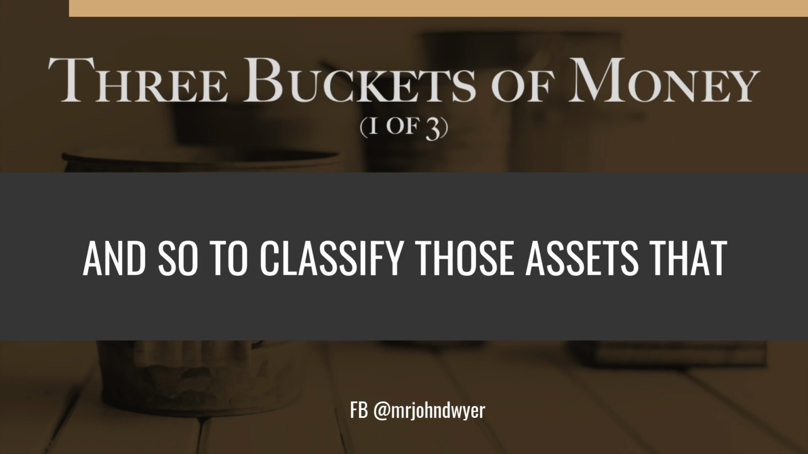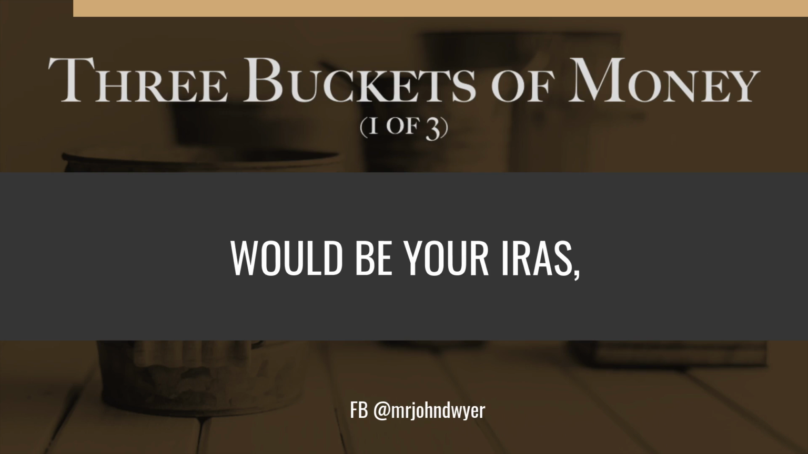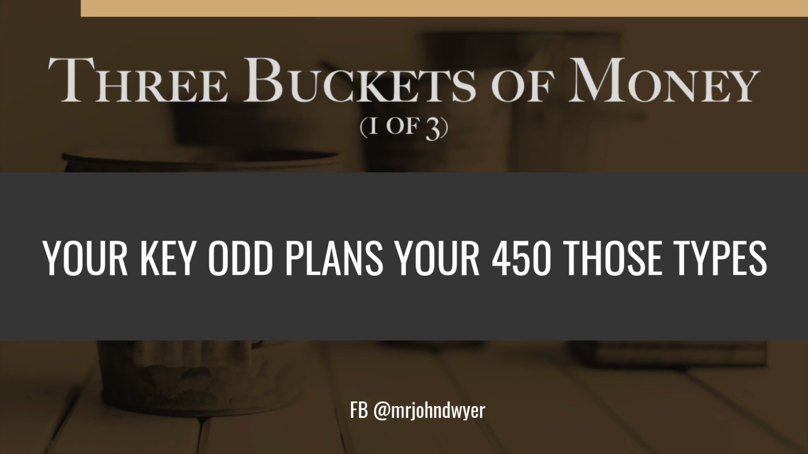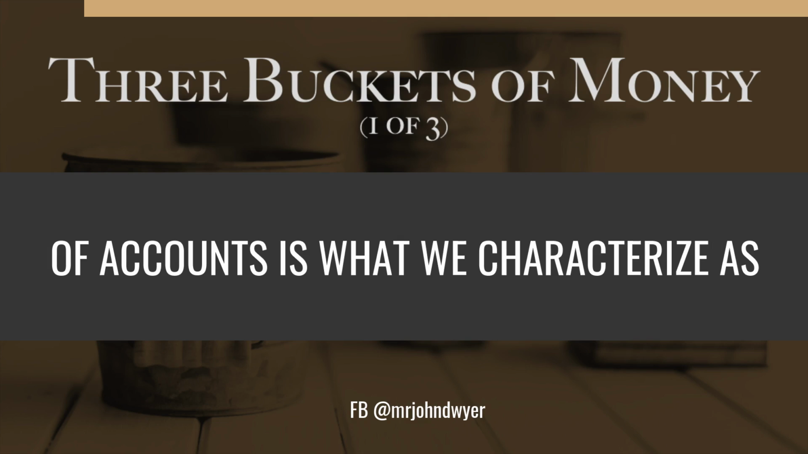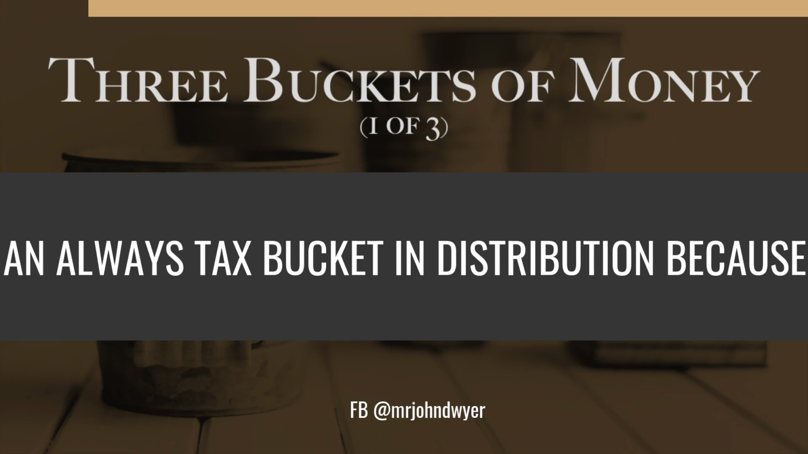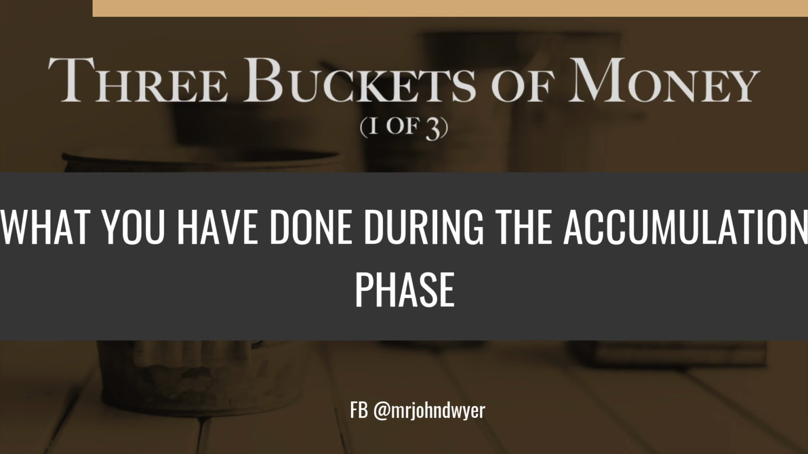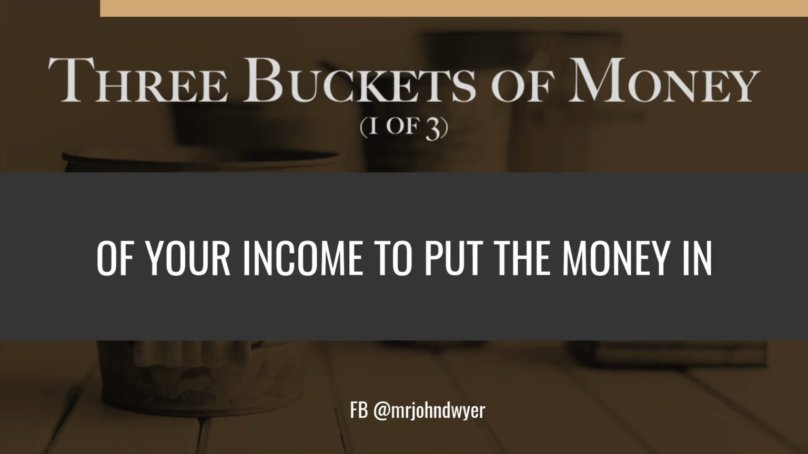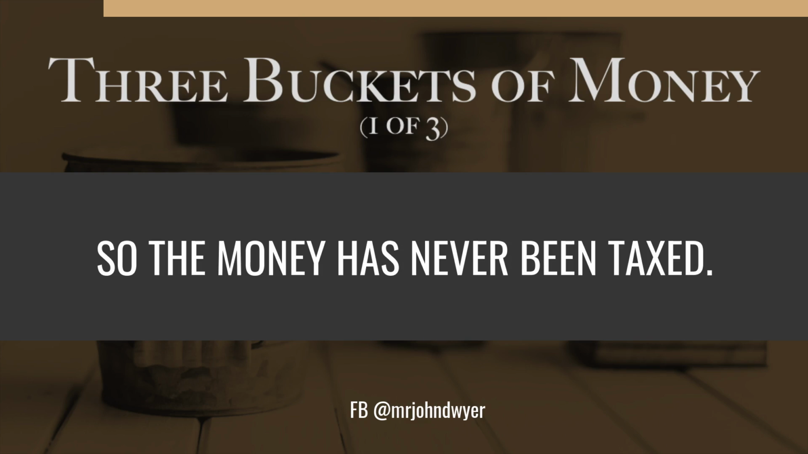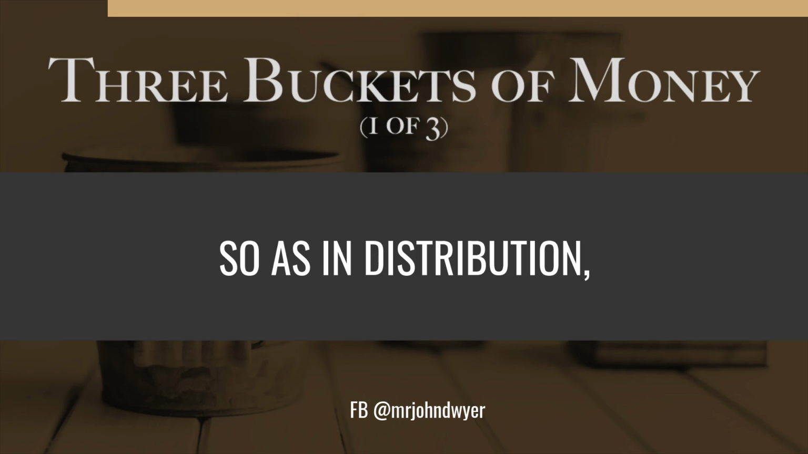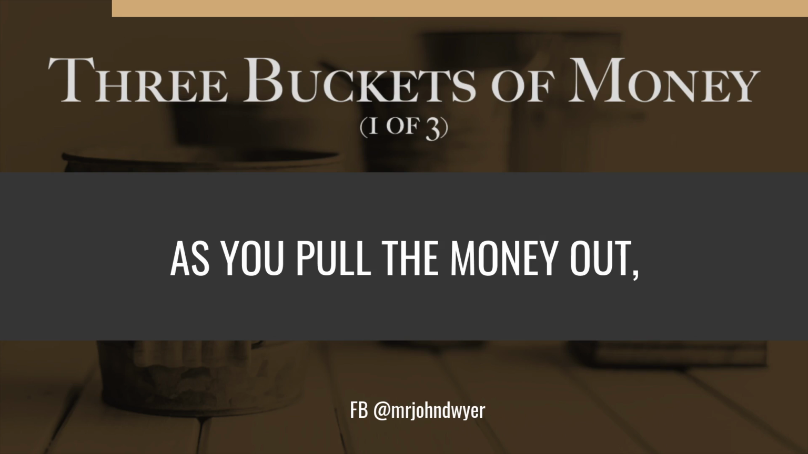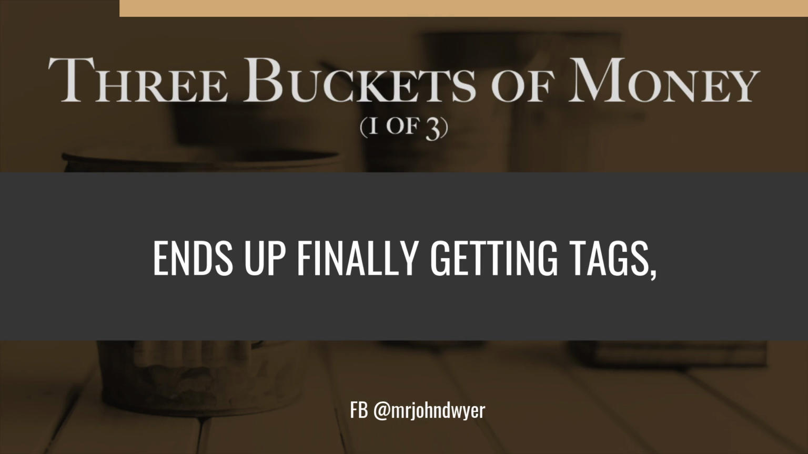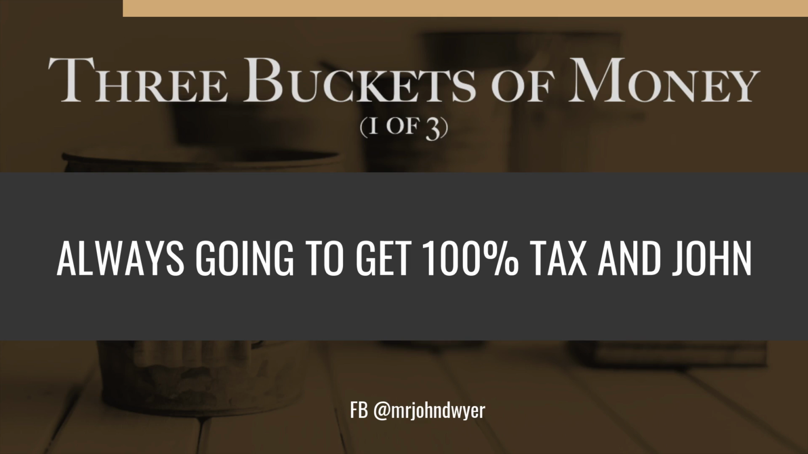To classify those assets, that would be your IRAs, your 401ks, your SEP plans, your 403B plans, your Keogh plans, your 457. Those types of accounts is what we characterize as an always taxed bucket in distribution, because what you have done during the accumulation phase is you have taken deductions or reduction of your income to put the money in those accounts, so the money has never been taxed. So as in distribution, as you pull the money out, what happens to those dollars? Well, a good portion of it ends up finally getting taxed. It's always going to get 100% taxed.